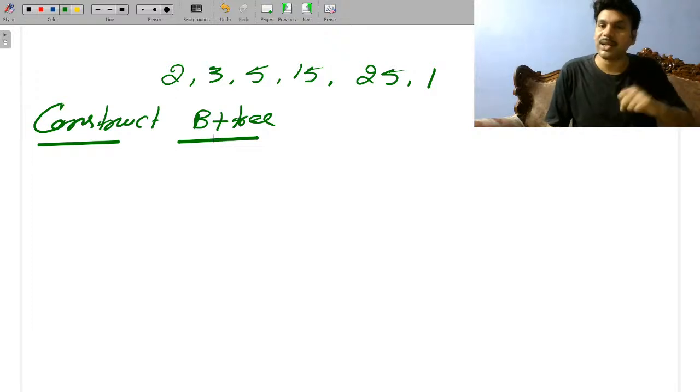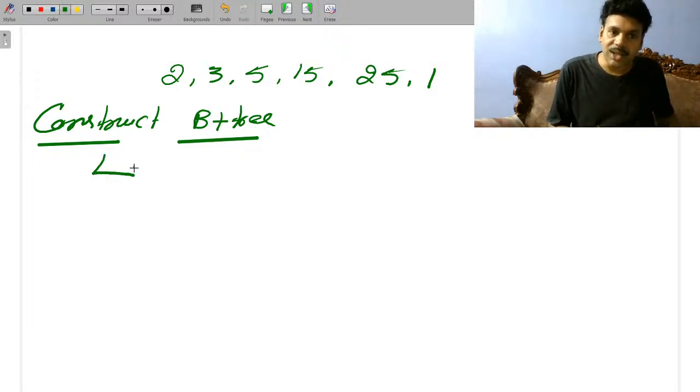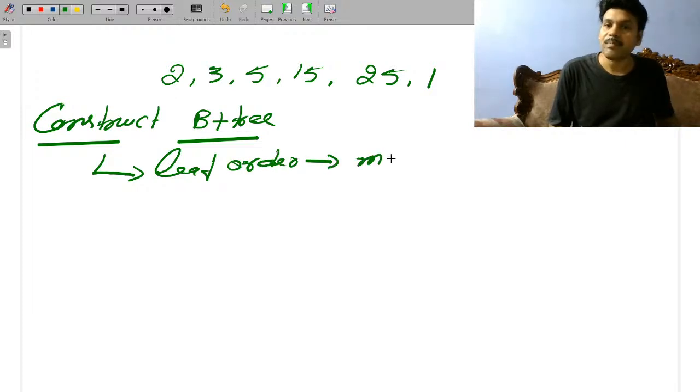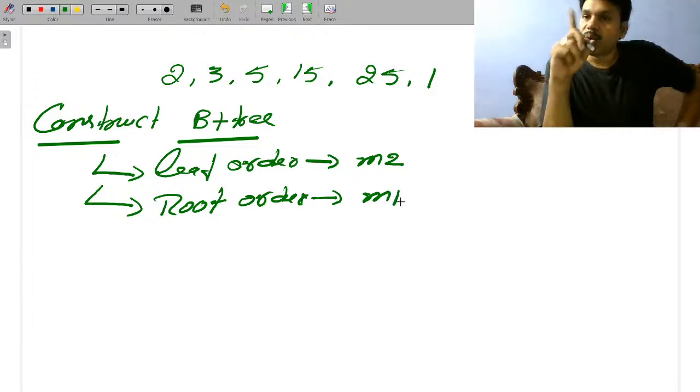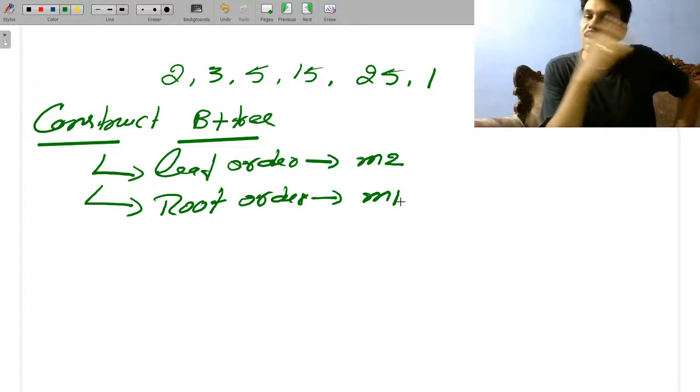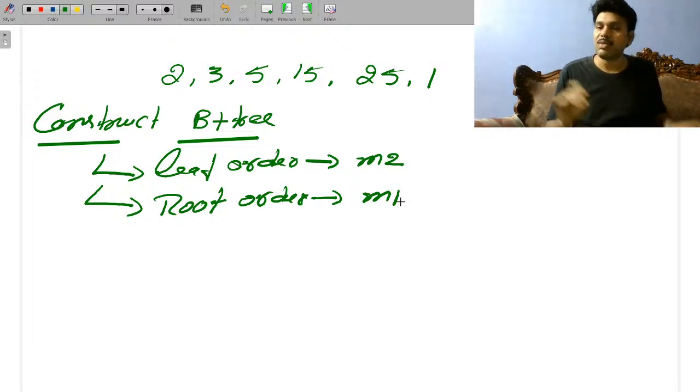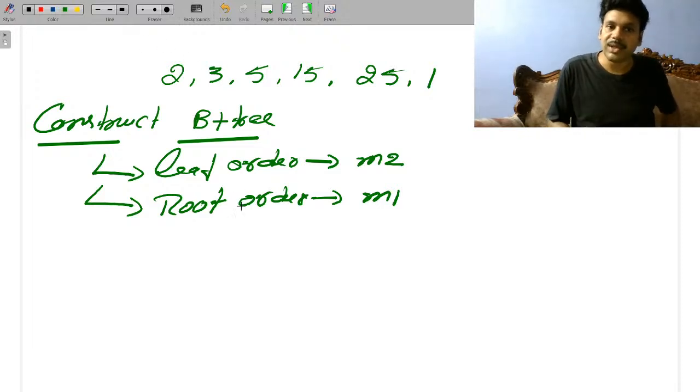So construction of a B plus tree requires two important things. One thing is the leaf order. This is very, very important. I can say M2. And the other order is also required, that is the root and internal order, M1. In B tree, only one order applies to all blocks, including leaf blocks. But in B plus tree, you need two orders, one for leaf and one for root. I will show you. Don't panic. We'll understand the structure. Don't worry. Observe carefully. So here this M2 is nothing but the maximum number of keys allowed.